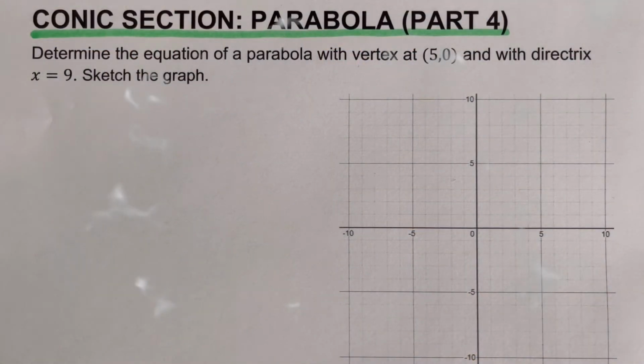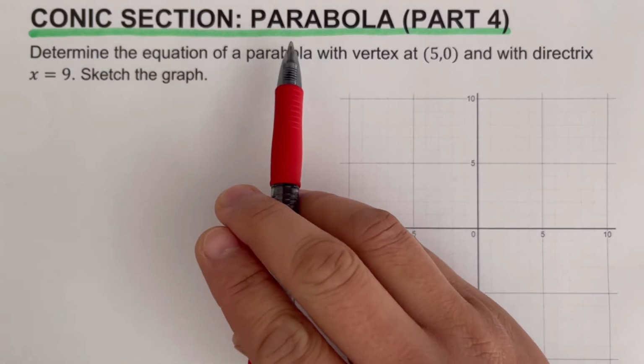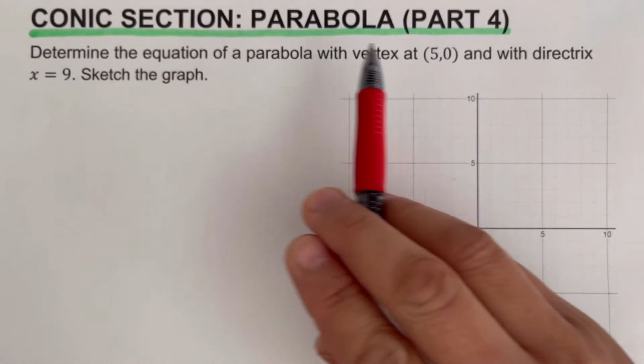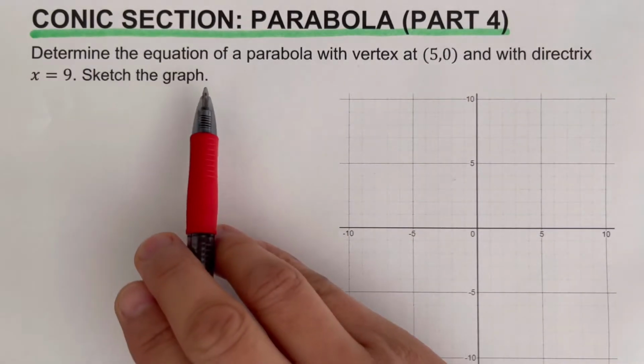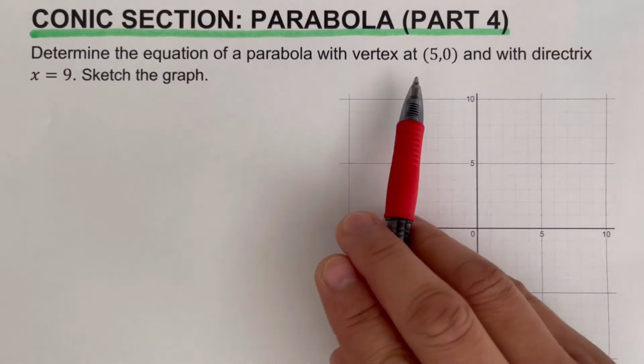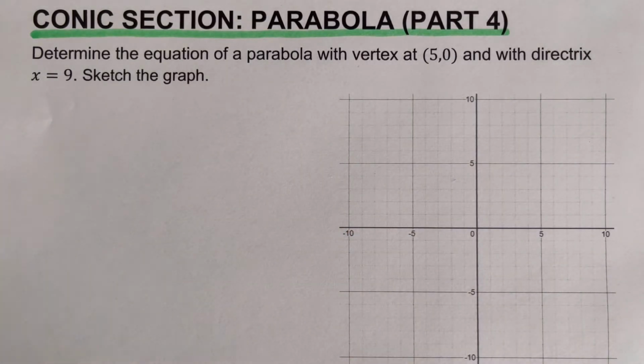Hello everyone! This video will focus on conic sections, specifically on the parabola with vertex at (h, k). And this is the fourth part. In this part, we're supposed to determine the equation of the parabola given the coordinates of the vertex and the equation of the directrix. Before we jump into this example, let's go over the basics of the parabola with vertex at (h, k).